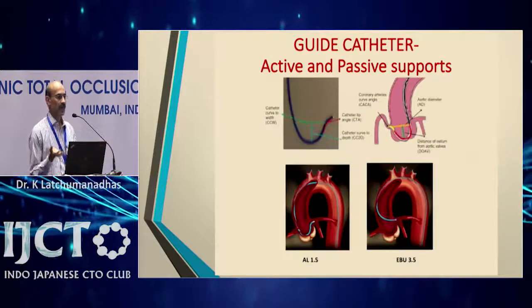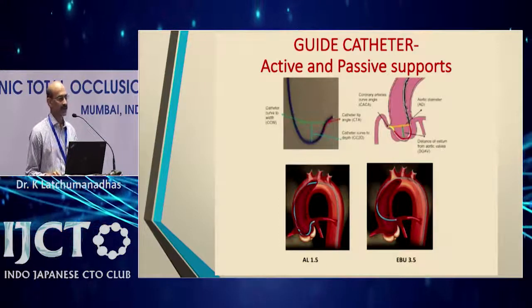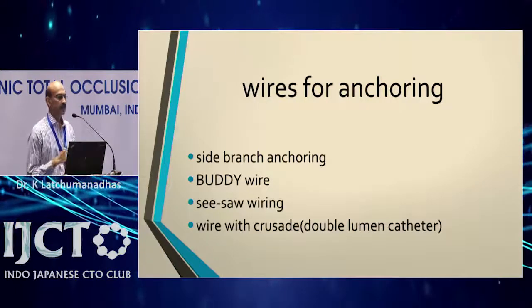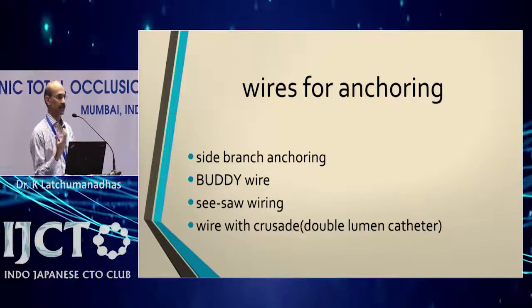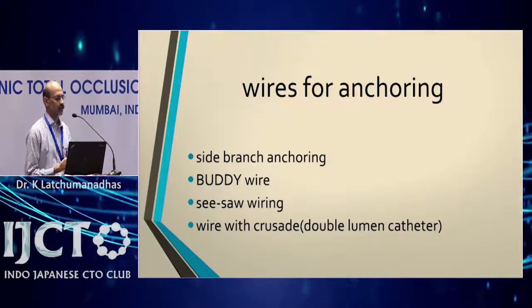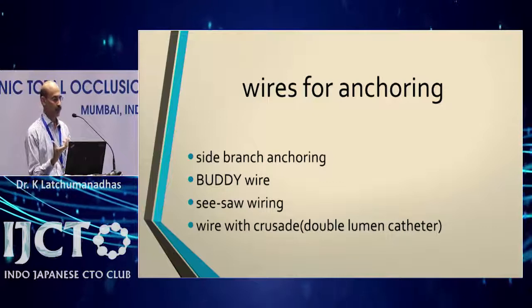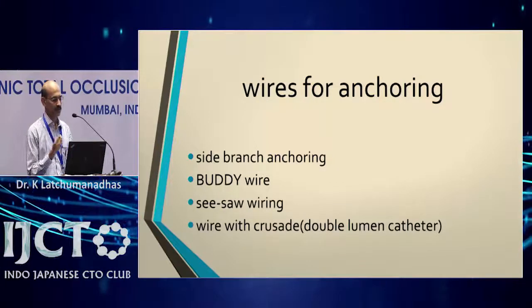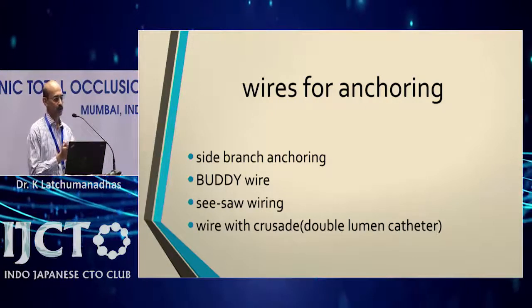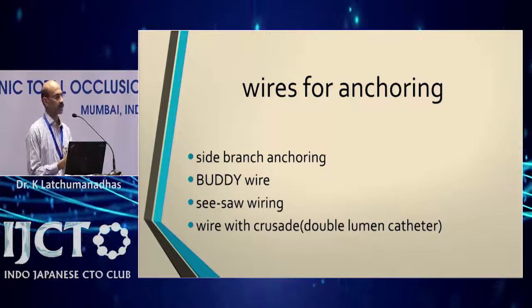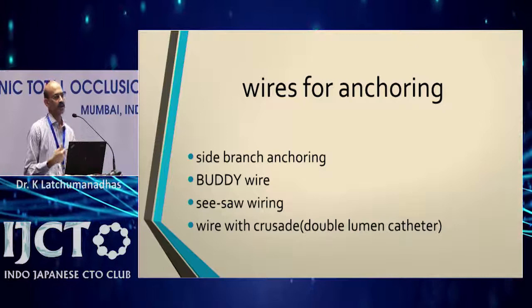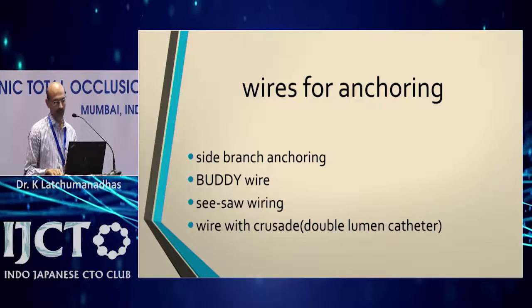And of course, you know the active and passive support which is given by the guiding catheters, I need not go into much detail. And of course, wires have to be used sometimes for anchoring. Side branch anchoring can be done with a wire, or you can use a body wire to give support for the progress of the first wire. You can use seesaw wiring by using the microcatheter along with the wires. And of course, you can use Crochet catheters, double lumen catheters, to anchor in one of the branches, and then the next one can be used for the wiring.